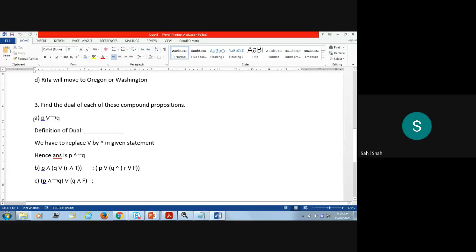So for this example number 1, you can observe it is mentioned P disjunction negation Q. So I am observing that this is a disjunction. So I will replace disjunction by conjunction. So this is my answer, P conjunction negation Q.